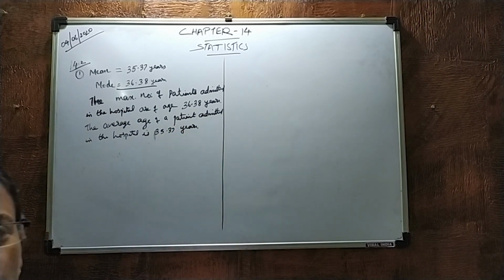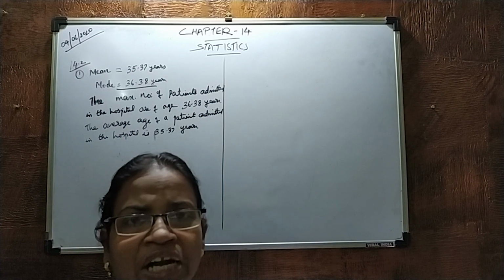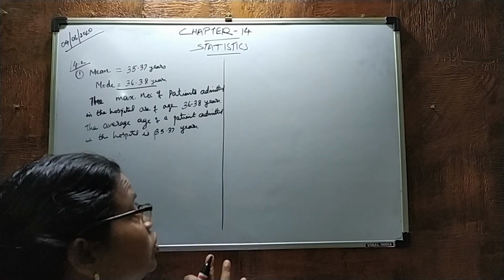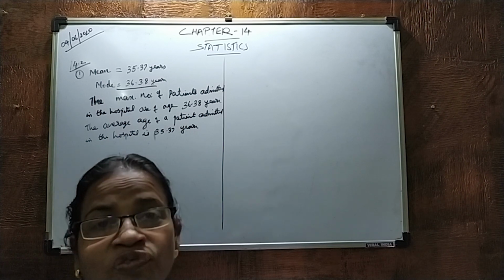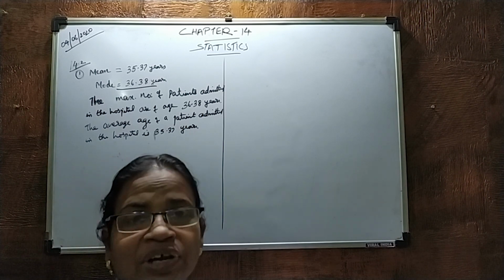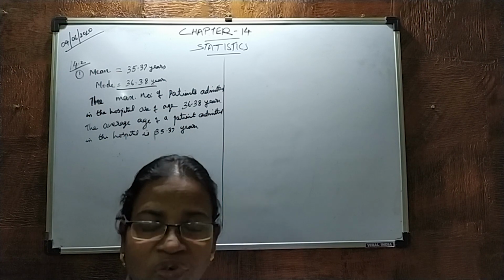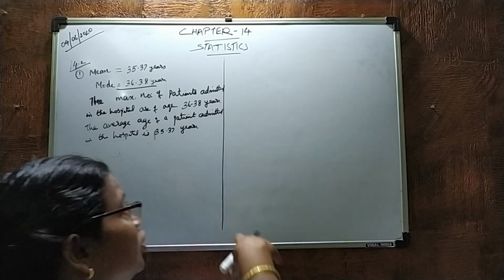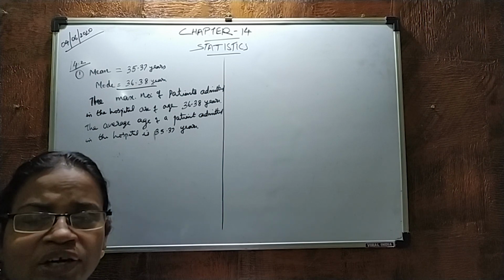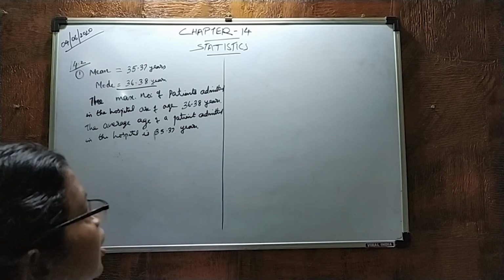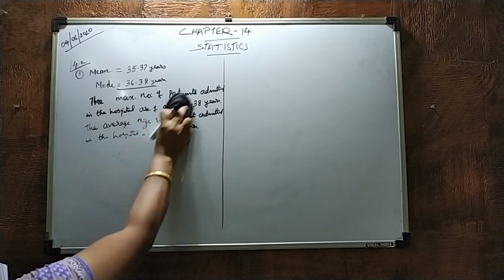So if they ask you to compare and interpret, you have to find both things and write sentences like this also as the answer to the question. Otherwise they won't give you full marks. So for getting full marks, you have to finish not only finding the mean and mode, but also the interpretation, in your own language. Okay, now we'll start the next one.